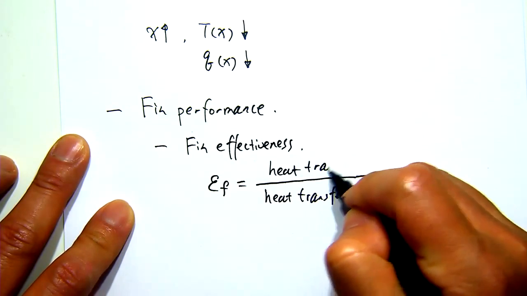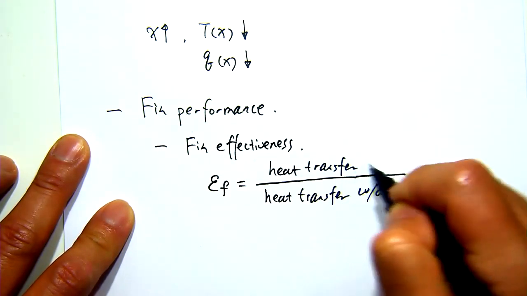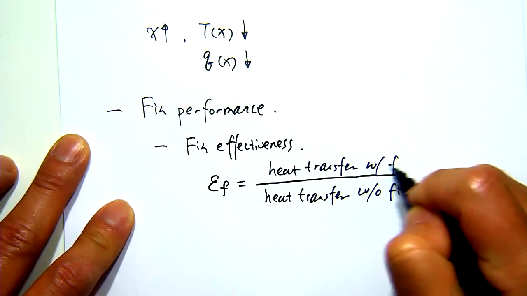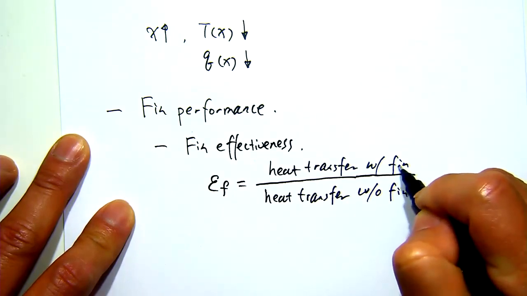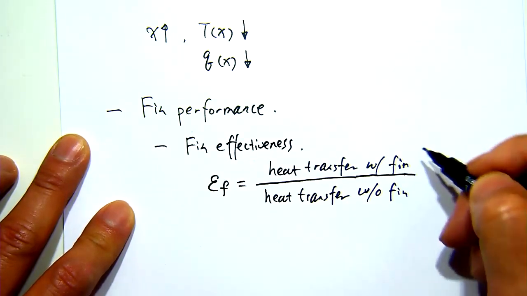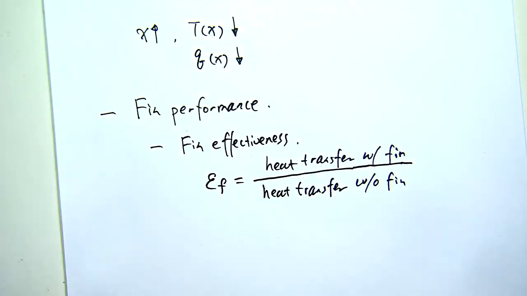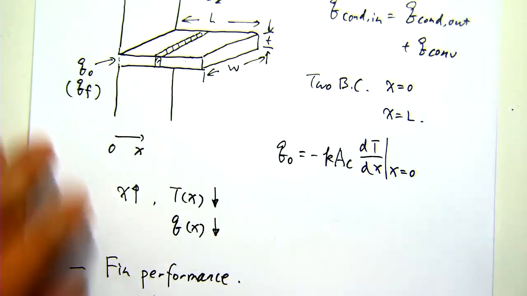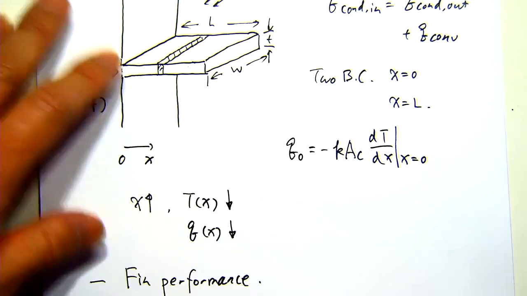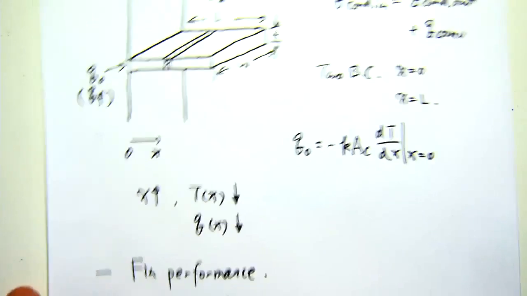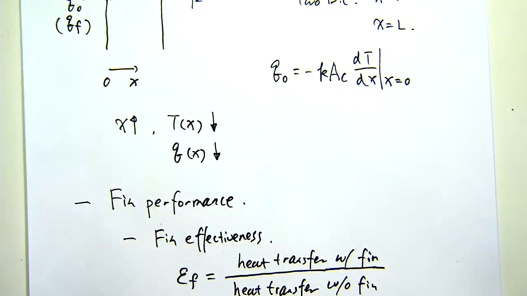So the numerator is the heat transfer with fin. We want to compare the two cases. In one case, it's just a bare surface, which means you only have the base here. There is no fin being added, and the other one is with the fin added. Let's see whether the fin is going to help us or not.